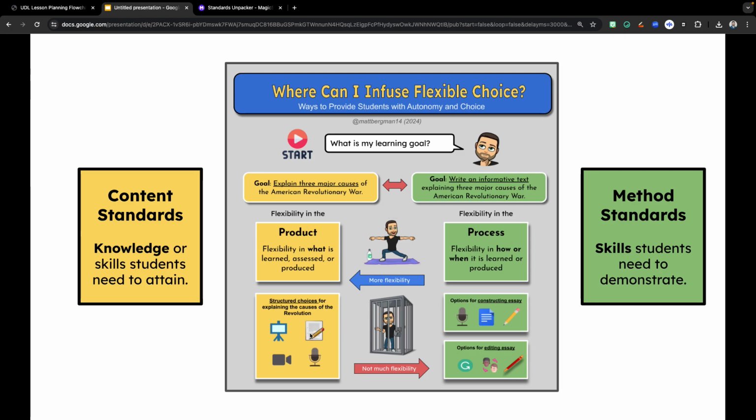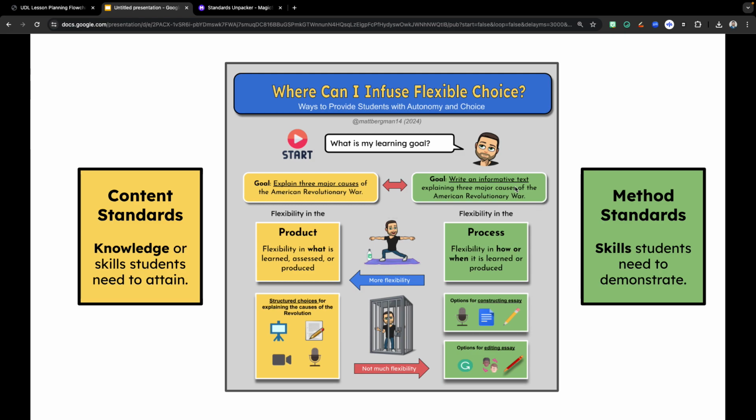But sometimes we don't have that flexibility, and that's where sometimes we get stuck. We might have a method standard or skills that students need to demonstrate. So in this particular example, students have to write an essay. There's no ifs, ands, or buts. They have to write the essay. However, we might be able to provide students with flexible options in the process of writing that essay. For example, we might give them some different tools for brainstorming. They might use post-it notes or a graphic organizer.